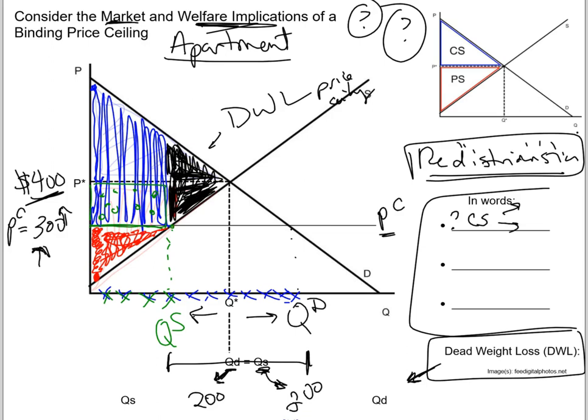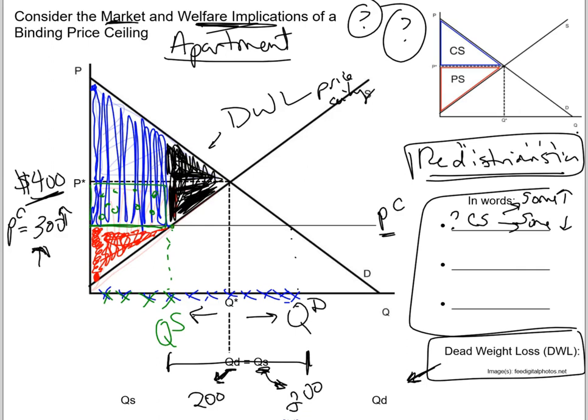Some consumers are going to be better off, those who are able to find the good at lower prices. But there's also some consumers who used to show up and buy the units, and they will not be able to find a unit to buy. It's not that these producers are mean and evil, right? It's just simply that they're not finding it in their economic value, their rational economic decision, to produce these units.